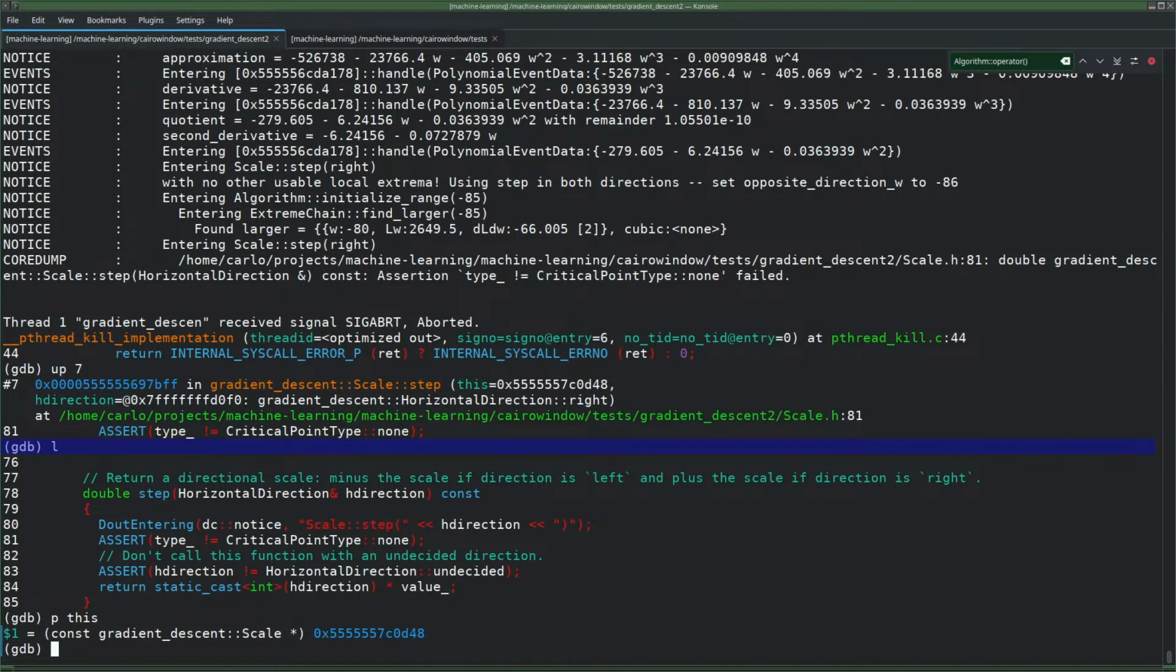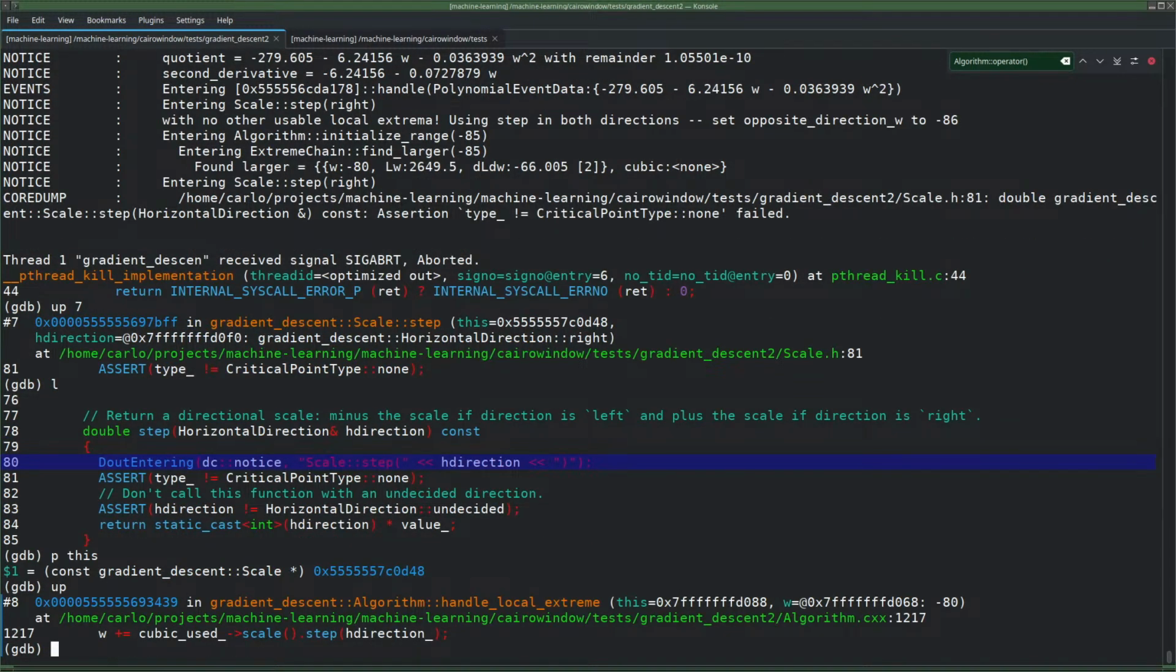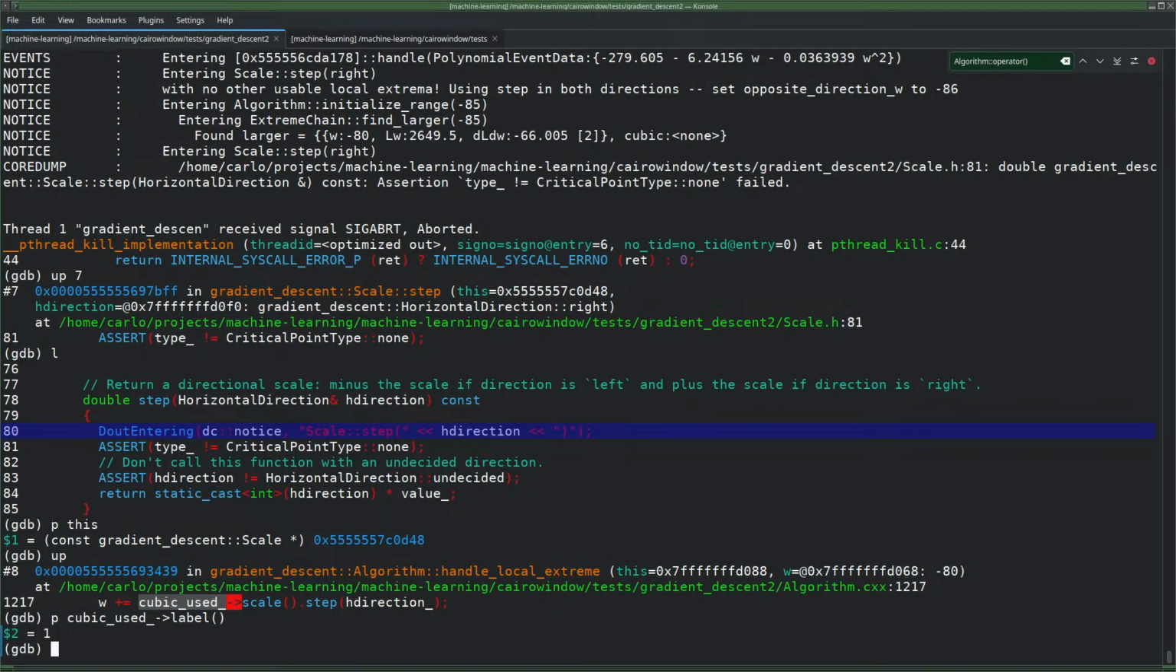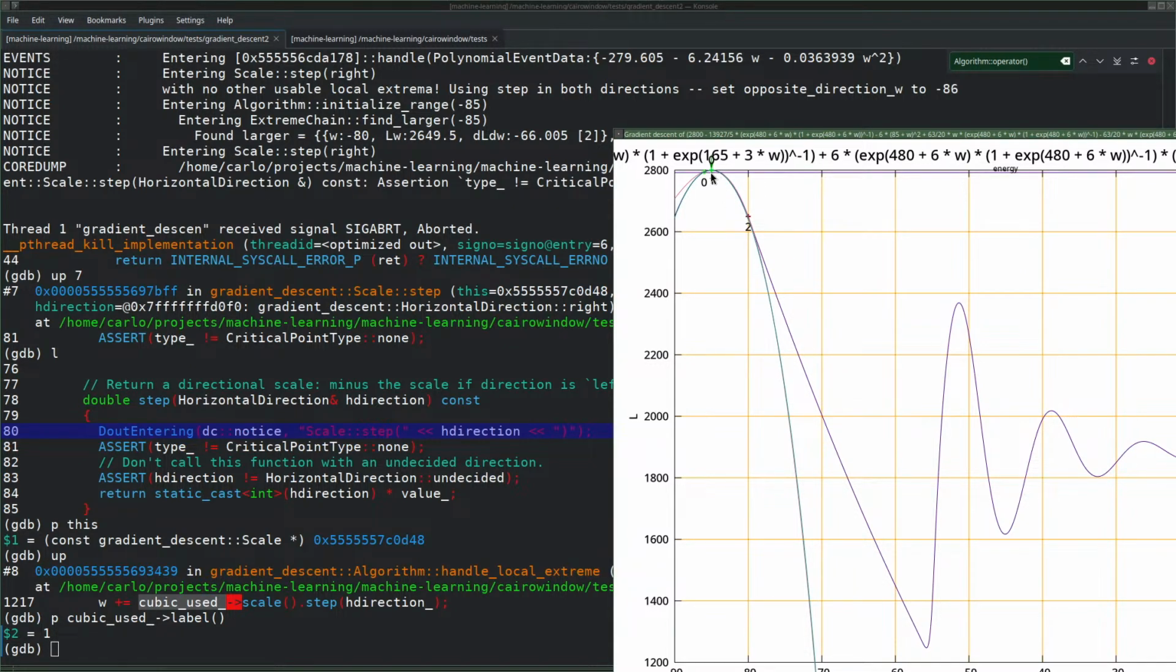The scale is not initialized. Trying to do a step with the scale size that was not initialized yet. Being cubic used. That's 1. Yeah, I don't know. The moment I add 2, it should initialize this cubic. And that's not happening. Why?